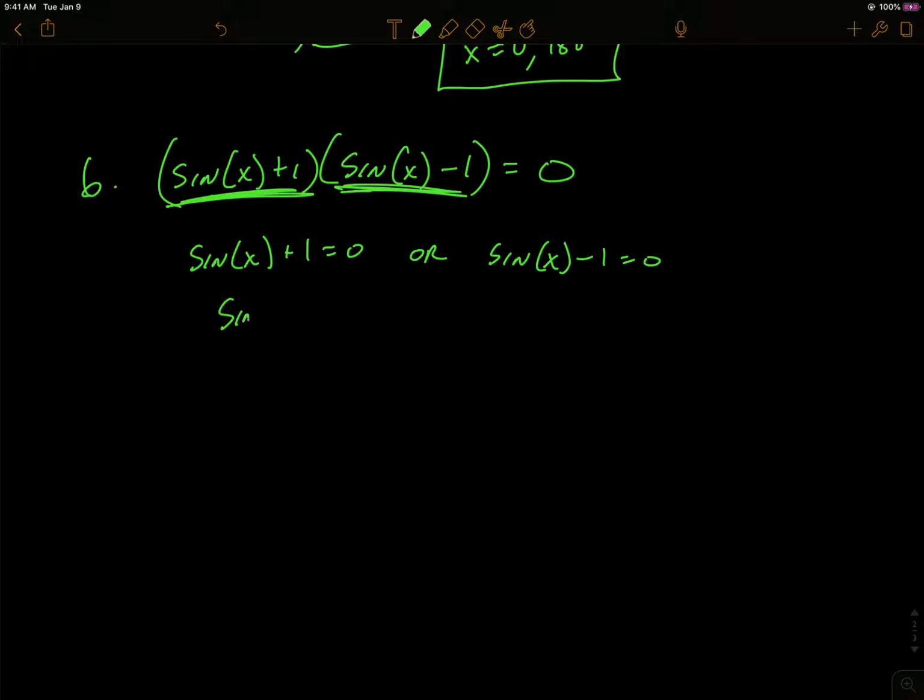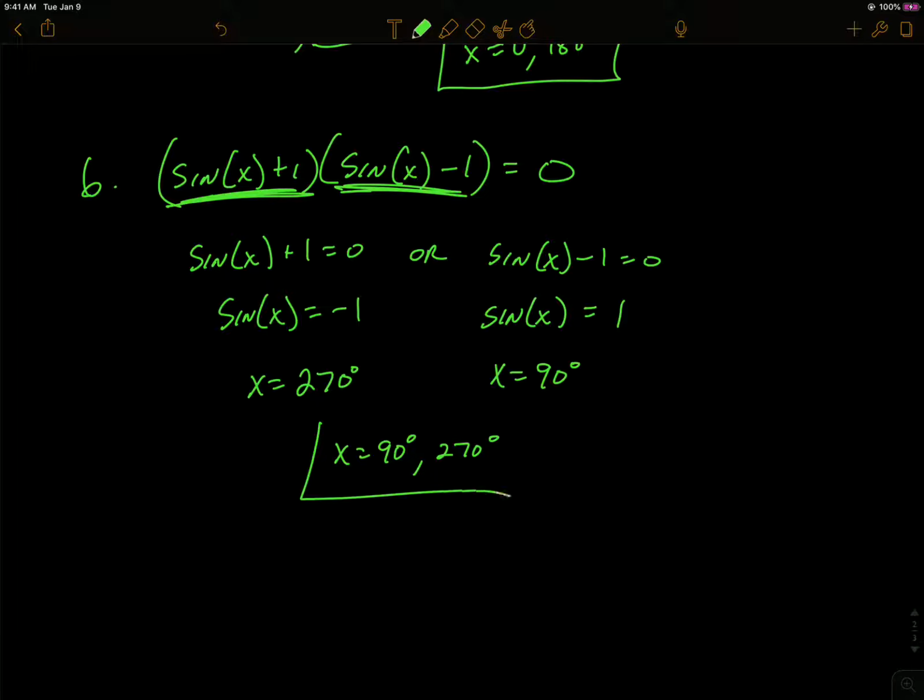So I've got sine of x equals negative 1 and sine of x equals positive 1. When is sine of x equal to negative 1? That's when x is 270 degrees. When is sine of x equal to 1? That's going to be when x is 90 degrees. So our solutions are 90 degrees and 270 degrees.